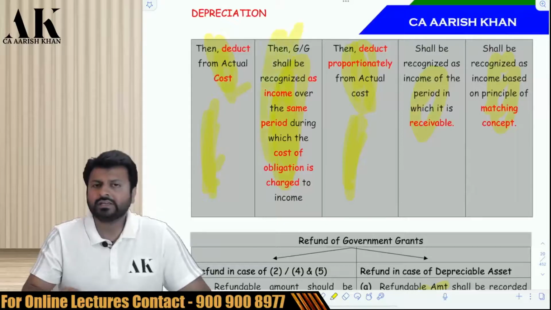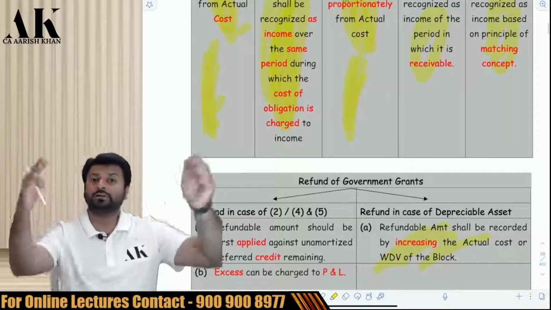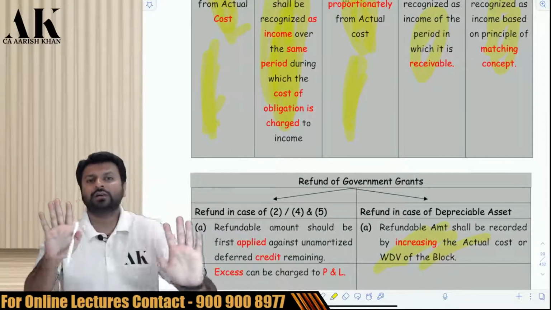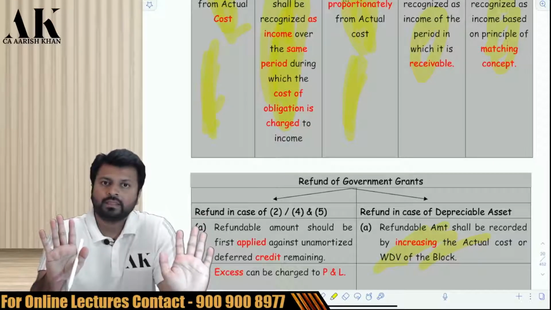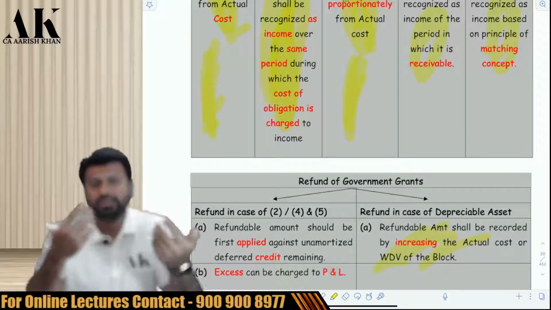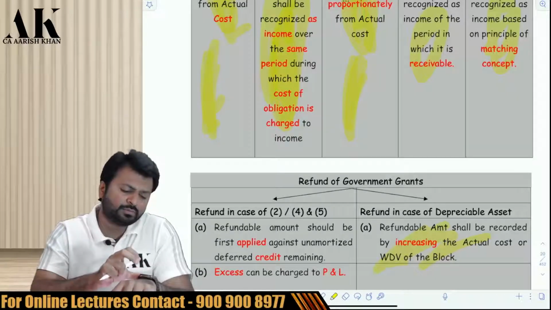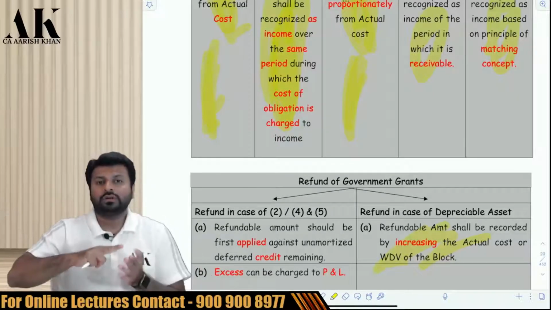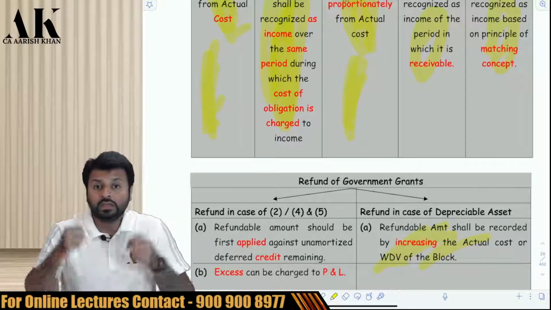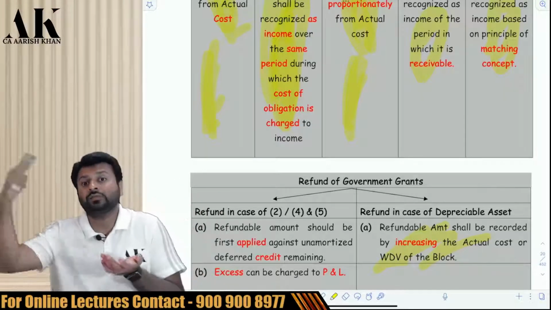And what about the rest of the cases? In the rest of the cases, you have to see how much subsidy the government has given you. Government has given you 100 crore subsidy. Now, how much have you charged to P&L? Say 50 crore I have already charged to P&L. Now, how much are you supposed to give back to the government? Suppose you are supposed to give back 70 crore. So, you received 100 crore, you have already charged 50 crore to P&L and you have to give back 70 crore to the government.